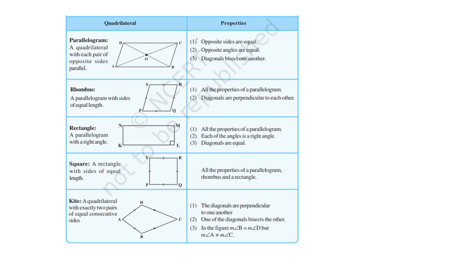Now let us quickly revise what we have learned in this section. Parallelogram: opposite sides are parallel and equal, opposite angles are equal, diagonals bisect each other. What are the properties of a rhombus? All the properties of parallelogram, फिर diagonals perpendicular to each other. Bisect तो करते हैं पर perpendicular भी होते हैं.